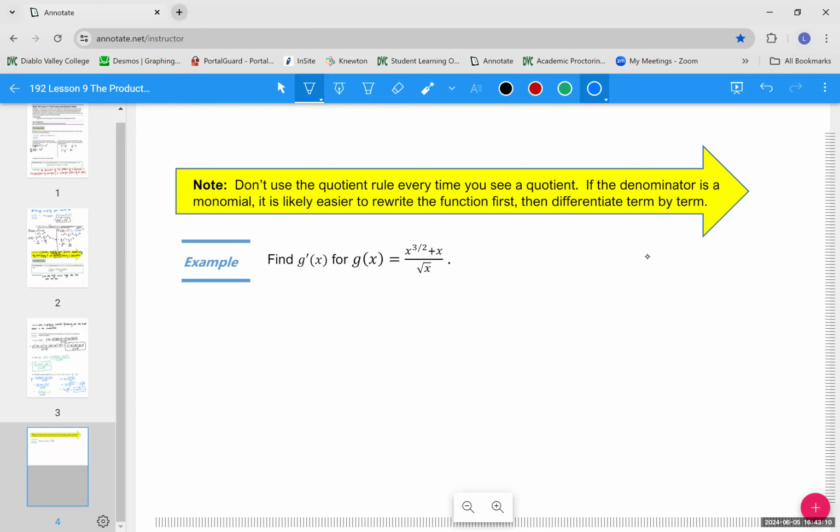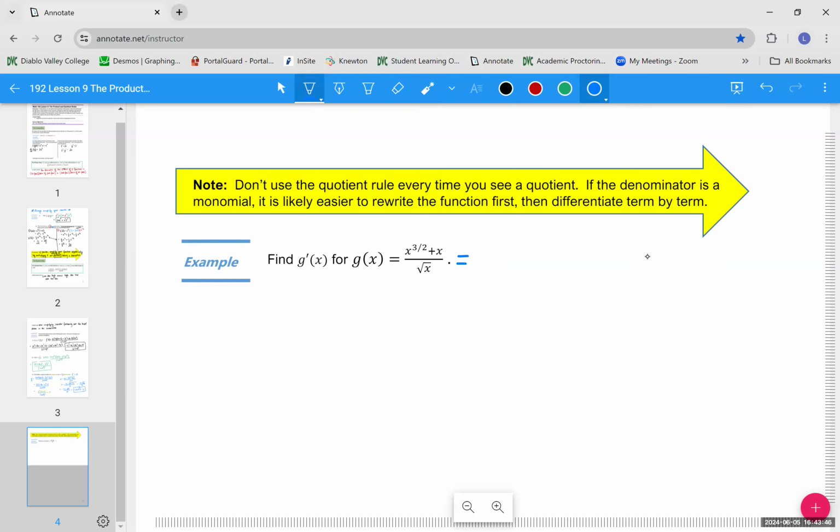Last but not least, I said this as we were going through these examples, but I'm just going to remind you one more time. Do not blindly use the quotient rule every time you see a quotient. So in this particular problem, this is a great example. I have only one term in the denominator, a monomial. So we can divide each term in the numerator by this x to the 1/2, and then just take the derivative term by term. It's so much quicker.